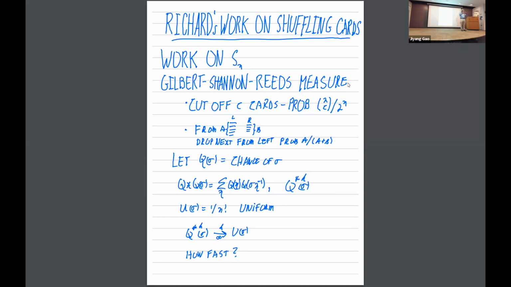I hope so. That describes a probability, a way of mixing, and if you run out of cards the rest drop. I try to say that here: with A and B, drop the next card from the left with probability A over A plus B. It's quite a good model for the way real people shuffle cards. It's not a good model for the way I shuffle cards. I shuffle almost perfectly.